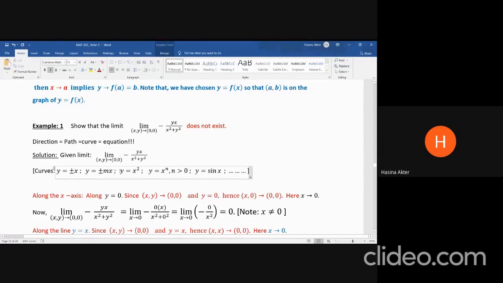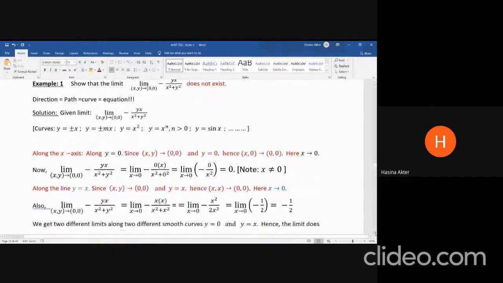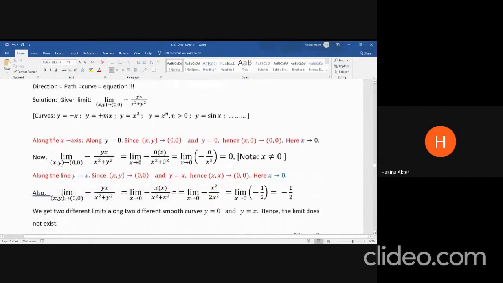Y equals x squared. This is the parabola, it touches the origin. The vertex is the origin. This is a power function. This also touches the origin. Sine function also goes through the origin. There are infinitely many of them, so you can choose two that give you different limits. Okay, so let's try to make it constant. Easy way. So how can I choose it? Let's say we have chosen the x-axis.